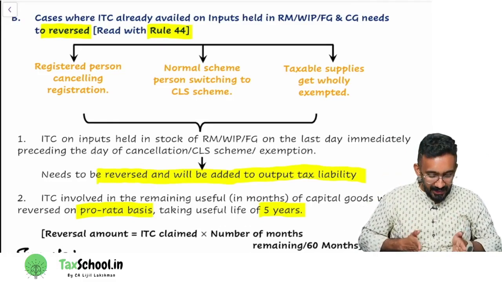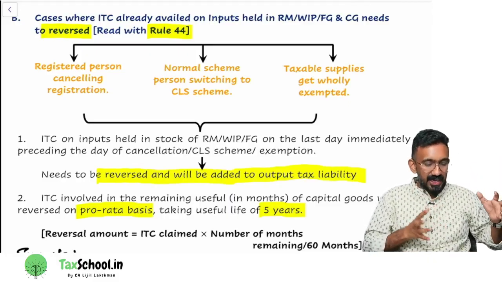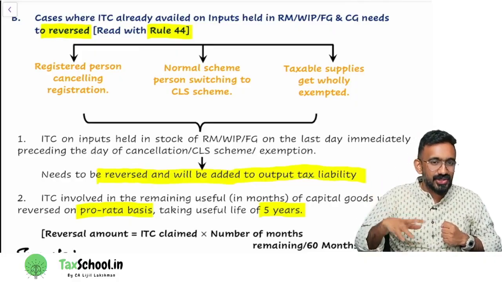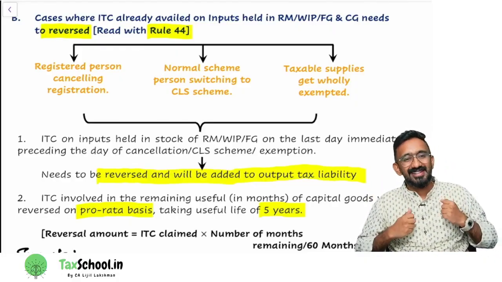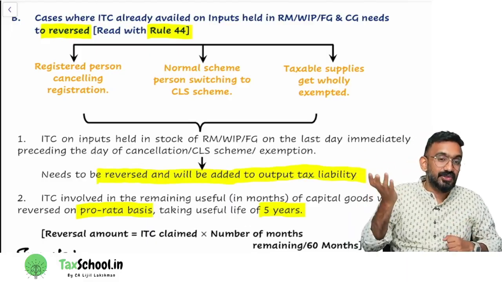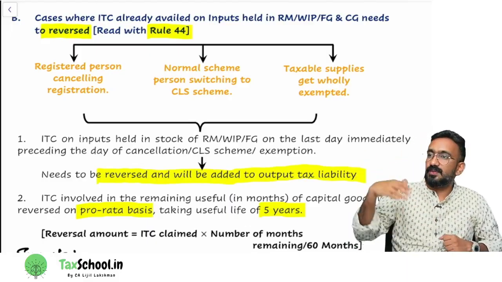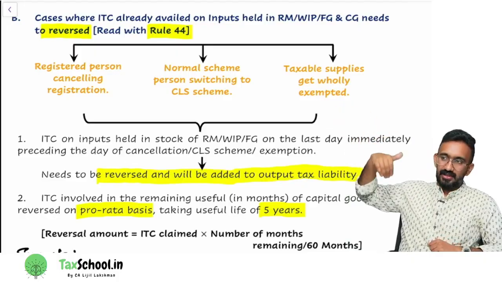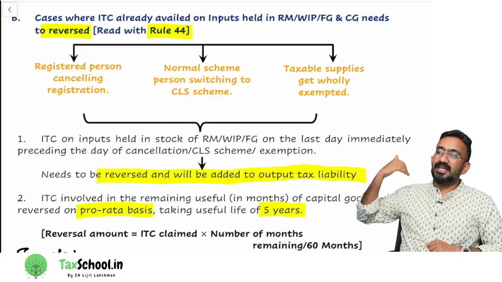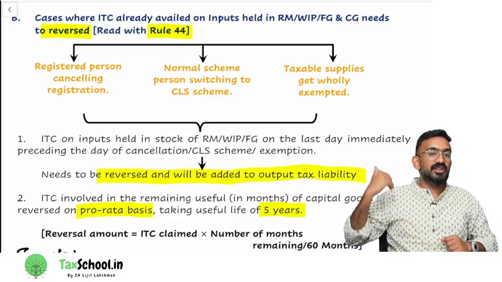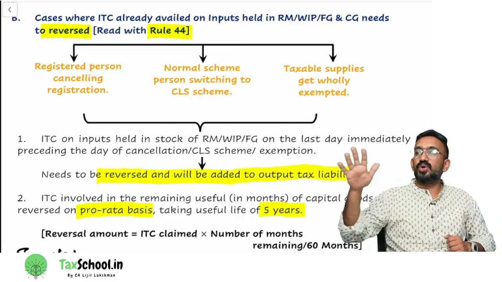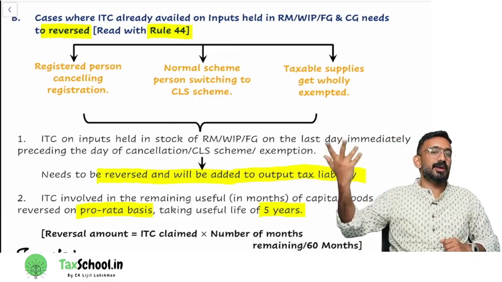In those scenarios, in the first period, when I was registered, I would have taken full ITC. Now I'm cancelling my registration. Whatever stock I have, I enjoyed ITC on it. Now I don't have to pay taxes. So in opposite scenarios, I will have to reverse my credit on the stock. Registered person cancelling registration, normal scheme person switching to composition levy scheme, taxable supply gets exempted: you have to reverse the ITC that you have already enjoyed on your stock, because now you're not going to pay taxes or you're going to pay a concessional 1%.